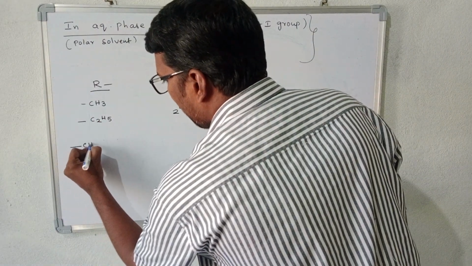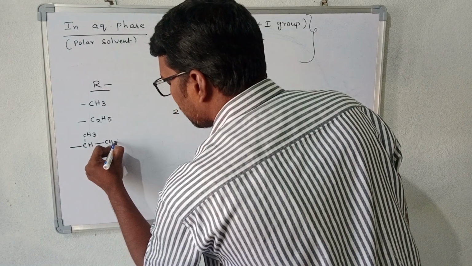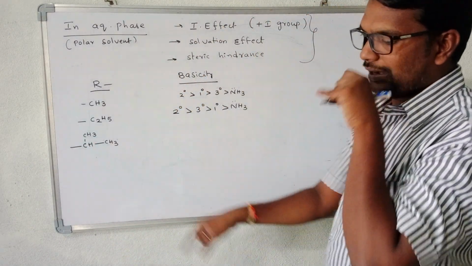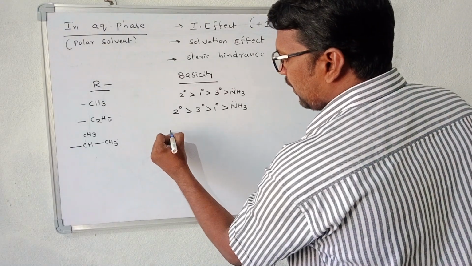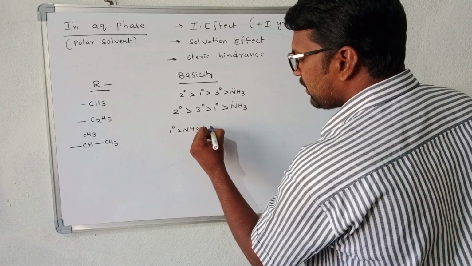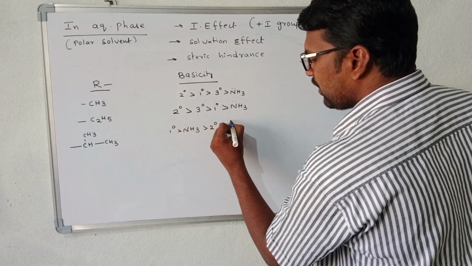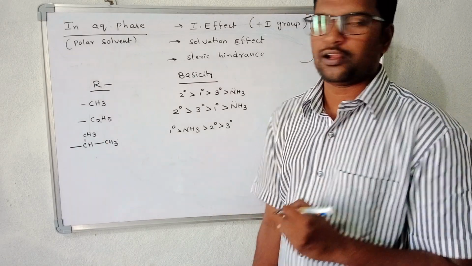Now we take another alkyl group, that is secondary alkyl group. For example, on a CH group, two CH3 groups are present, like this you have to take it. It is secondary alkyl. Whenever a secondary alkyl group is present, primary is more basic than NH3, and next secondary, and the least one is tertiary. So this we applied whenever a secondary alkyl group is present.